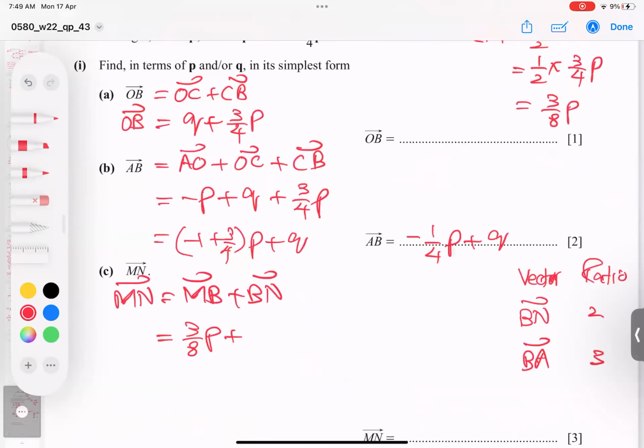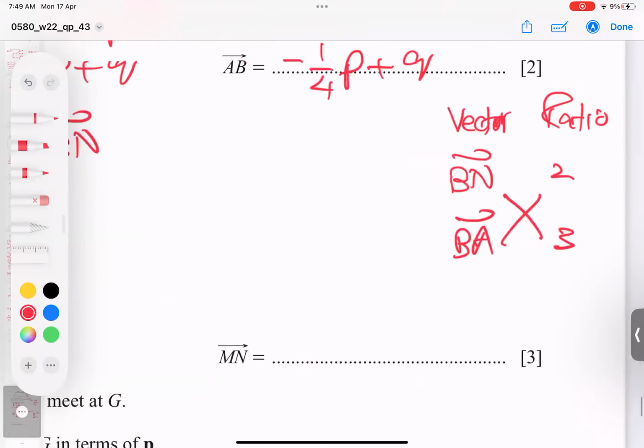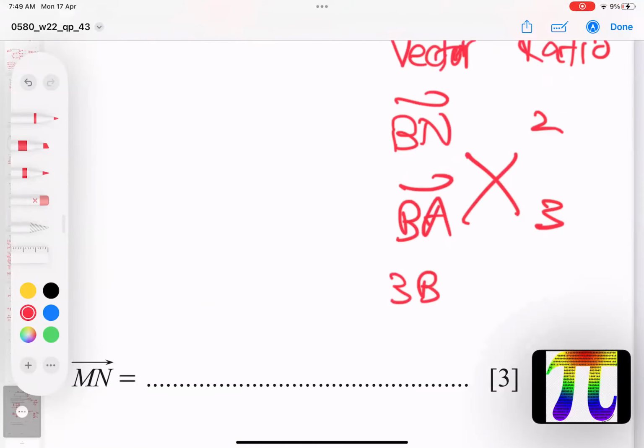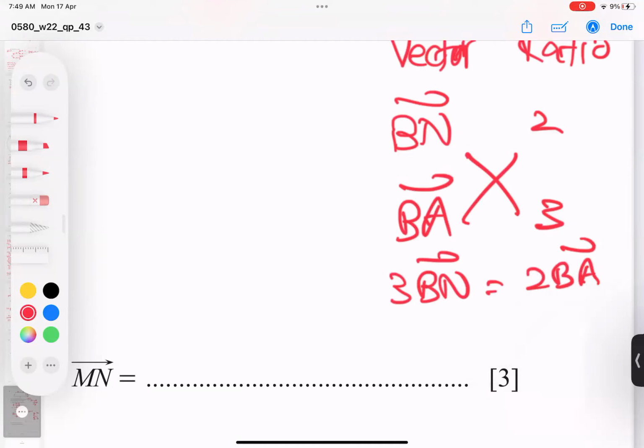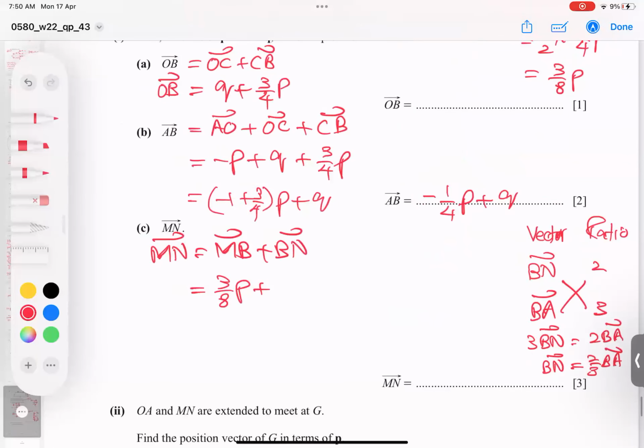Here 2 and here 3. Cross multiply. So can I say 3 times BN equals 2 times BA? Exactly, and 3 will go there. So BN is equal to 2 by 3 times BA. So I'm writing it here: 2 by 3 times 2 BA vector.